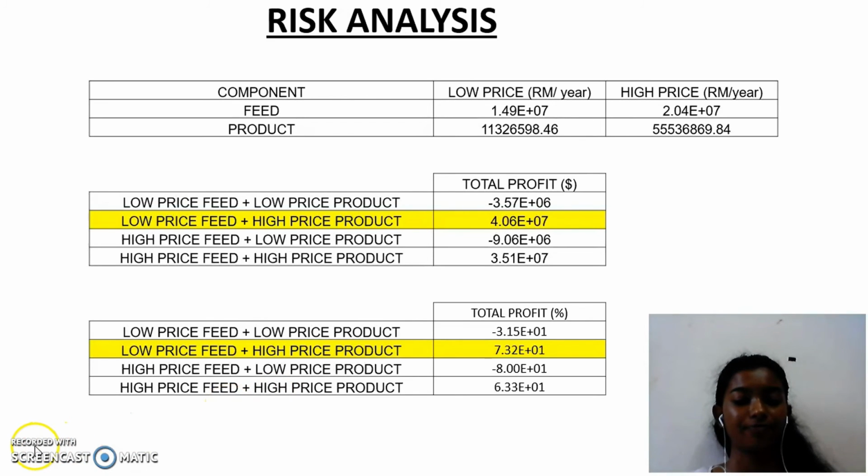Oh, and over here we have this is profit in Ringgit Malaysia, and over here is the profit in percentage. And clearly it's in positive value when feed price is low and the product price is high, and if the feed and product price is high. That's it for costing. Thank you.